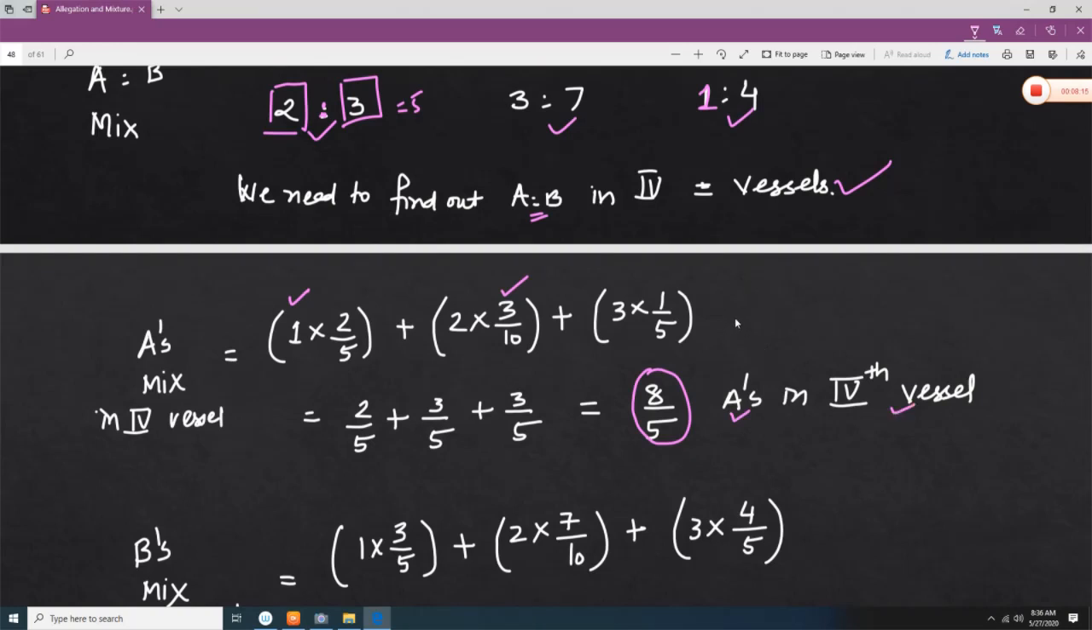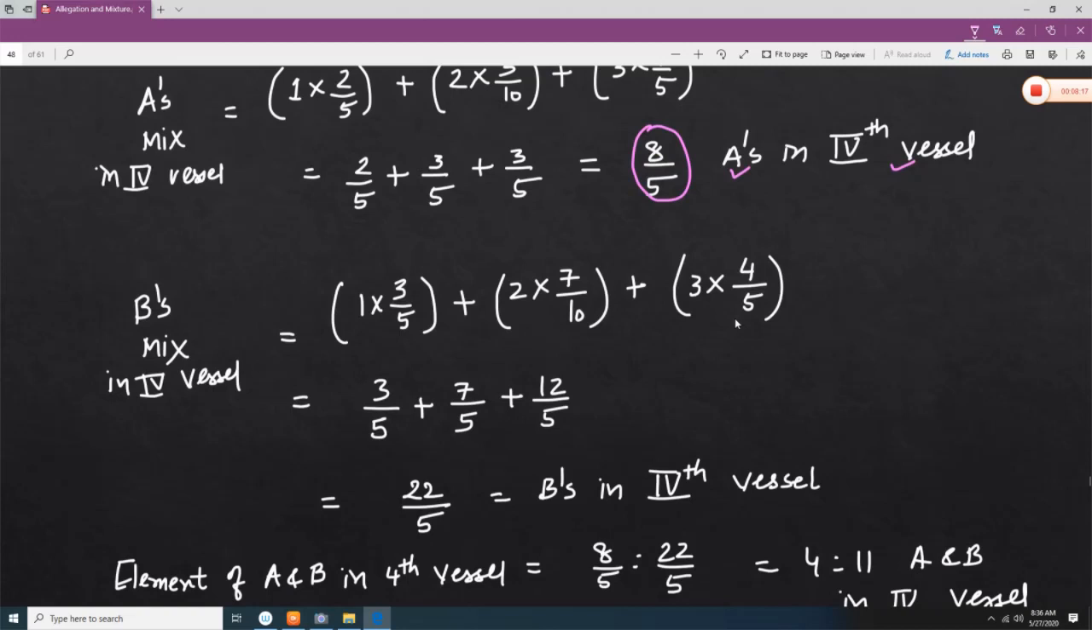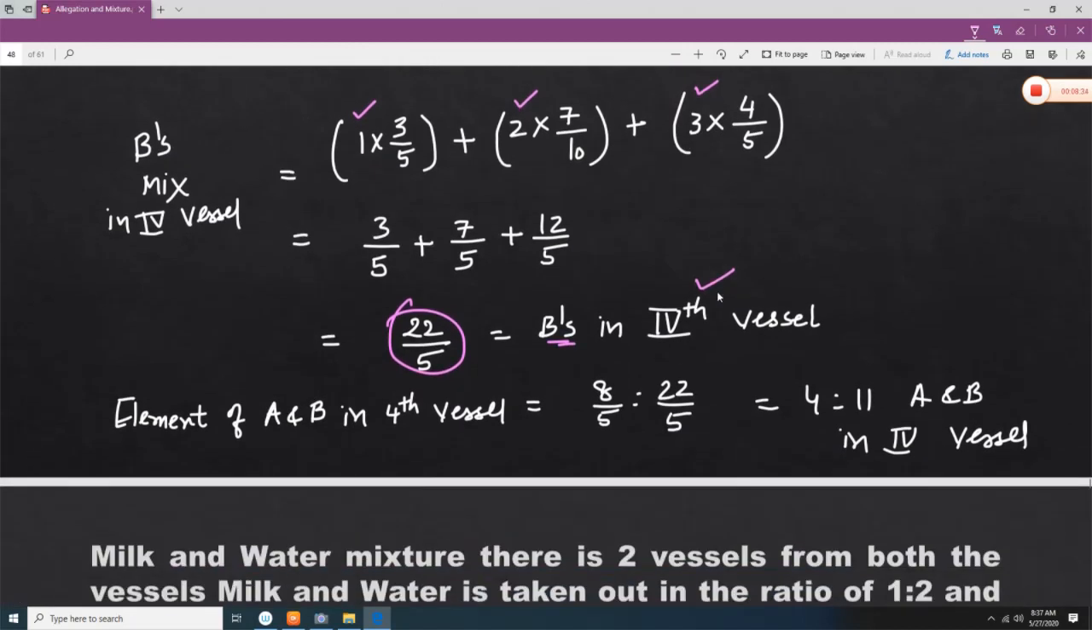Similarly we have to find out the B element. So here we are going to write down the capacity of the vessels 1:2:3, and 3/5, 7/10 and 4/5 is the ratio. So it is 22 over 5 is the B element in the fourth vessel. Now we got two values, one is 8 over 5 and second is 22 over 5. So that is 4:11, AB in the fourth vessel.